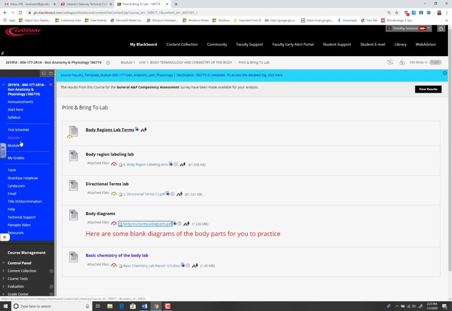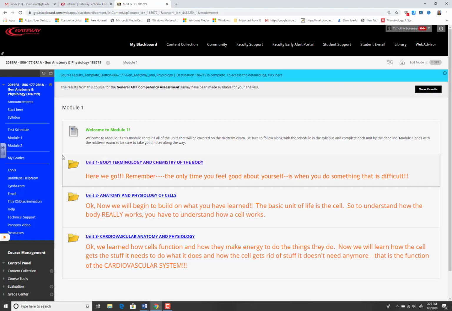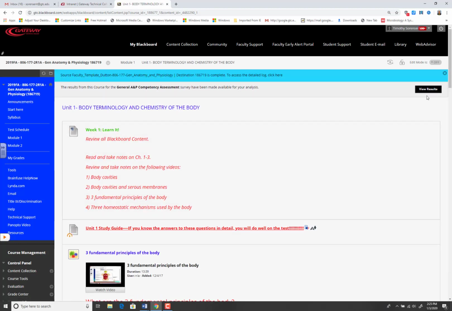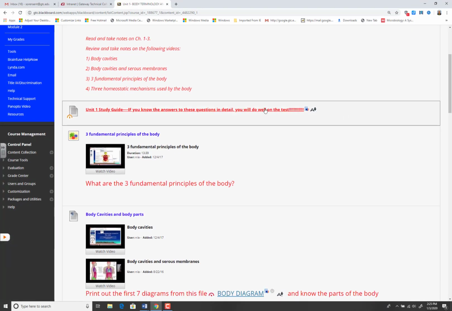So, again, each unit has a module. You go to unit 1. First thing you do is you print off the study guide questions. The study guide questions then have videos that answer those questions. And you write out your answers to the questions. And before class, you bring them in and I'll take a look at them.